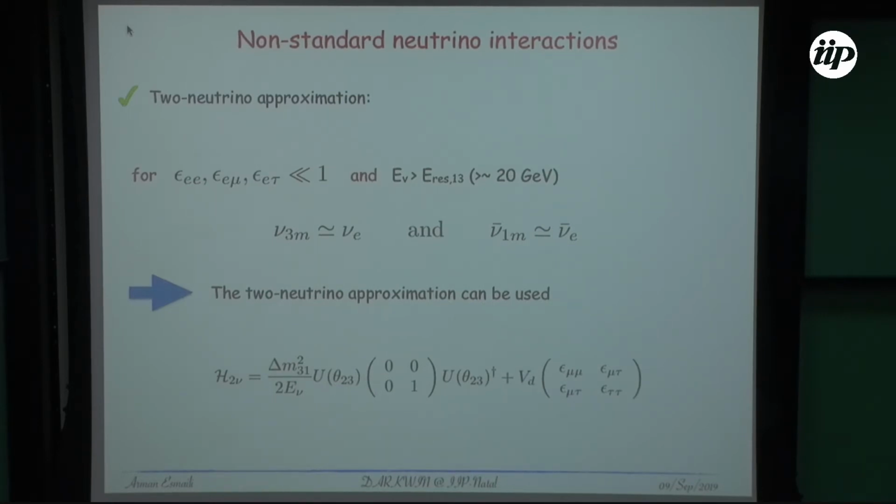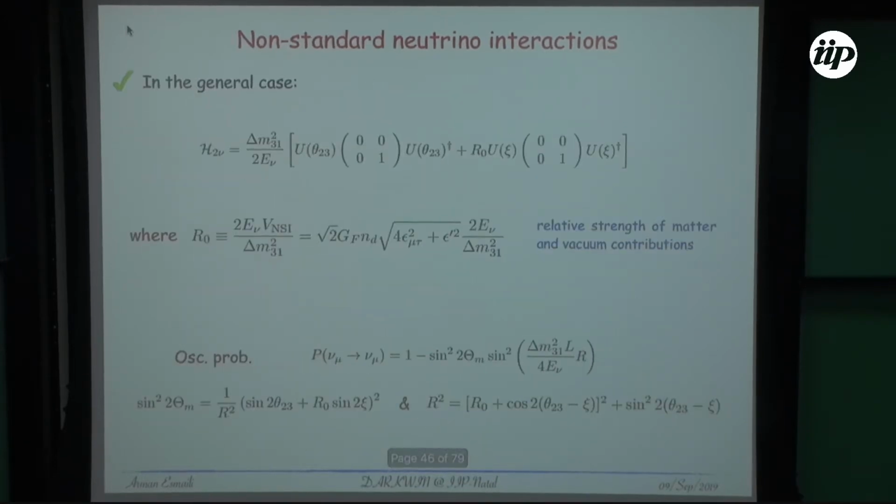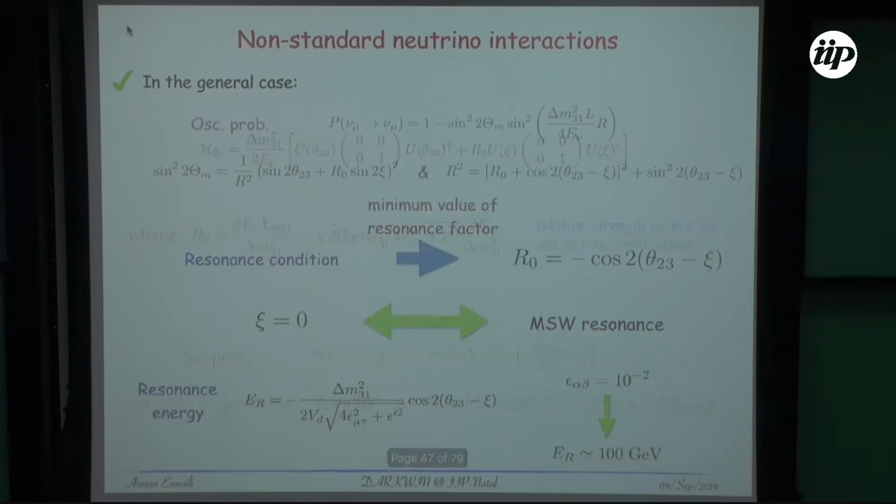I really don't have time, so let me skip the details of the analytical calculation. You can calculate the oscillation in the presence of the NSI, and at the end, in the 2 neutrino approximation, the oscillation can be given by this formula. You can see there is an effective mixing angle and an effective phase of the oscillation. This effective mixing angle is given by this relation. R0 is the ratio of the vacuum oscillation to the NSI potential, and R is a parameter that changes the phase of the oscillation due to the existence of the non-standard neutrino interaction.